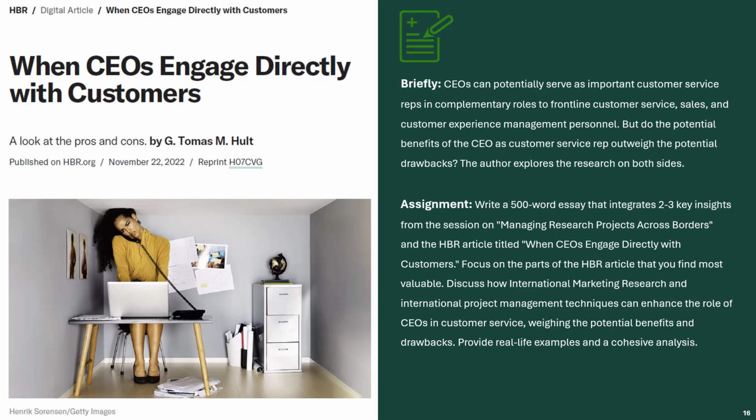Nevertheless, we are also in an assignment kind of scenario. So the assignment is to write the normal roughly 500-word essay and integrate 2 to 3 key insights from the session that we just had on managing research projects across borders, as well as the HBR article titled, as you see on the screen, When CEOs Engage Directly with Customers.